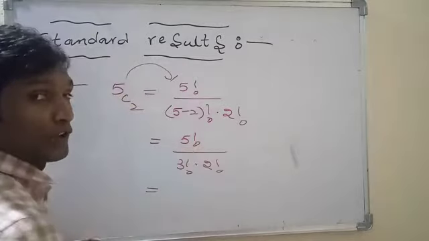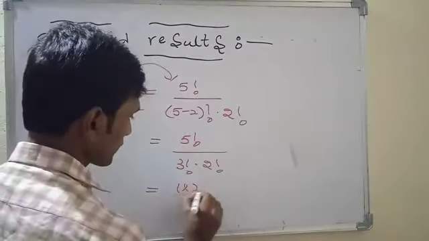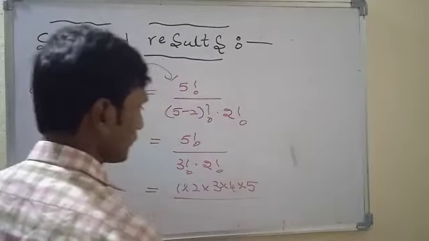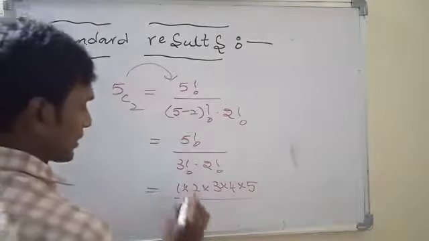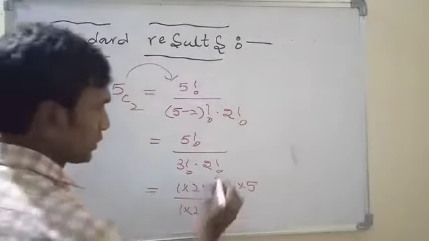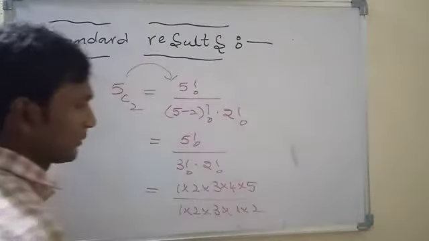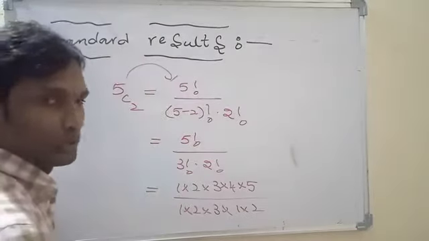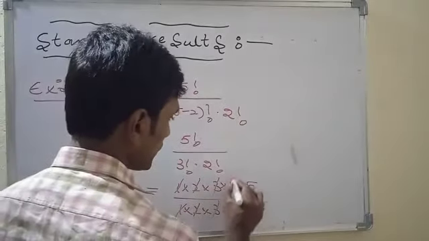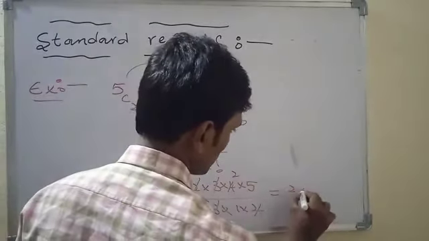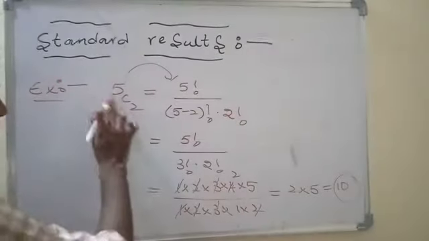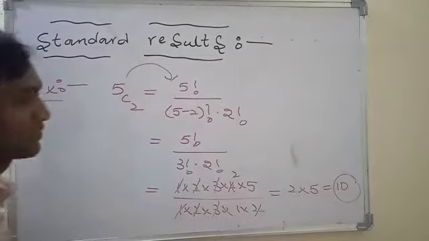5 factorial means the product of the first 5 consecutive natural numbers. 3 factorial means the product of the first 3 consecutive natural numbers. 2 factorial means the product of the first 2 consecutive natural numbers, where 1 2 3 cancel, and 2 goes into 4 two times. That equals 2 into 5, that equals 10. So finally the value of 5c2 equals 10.